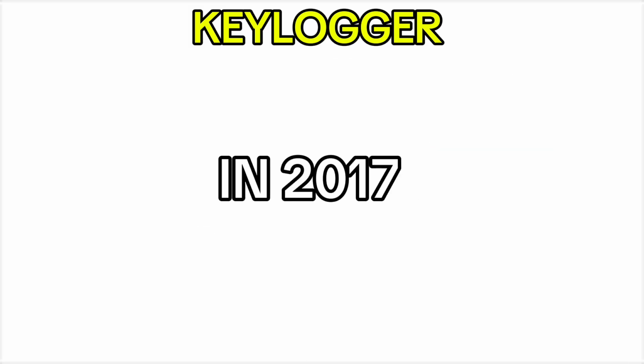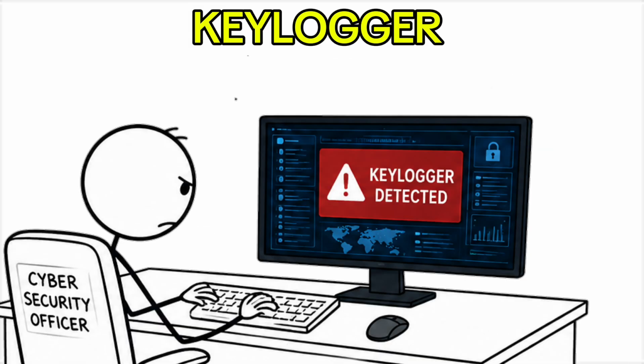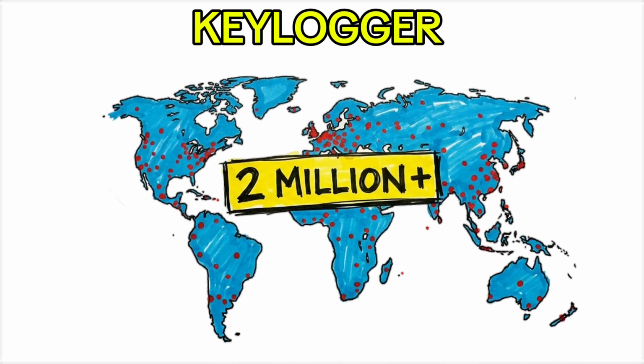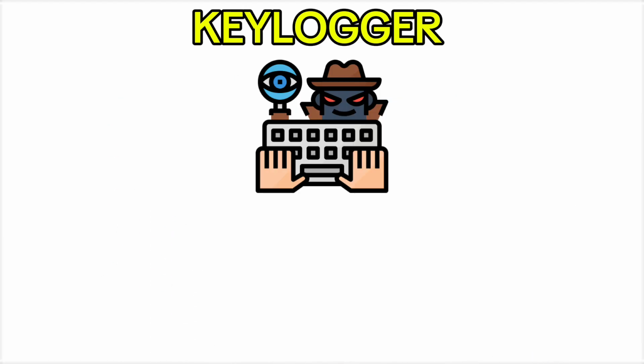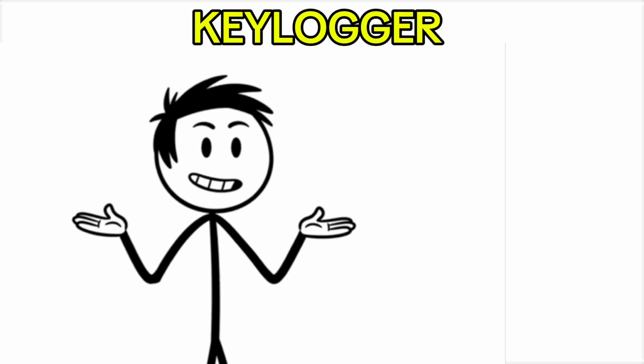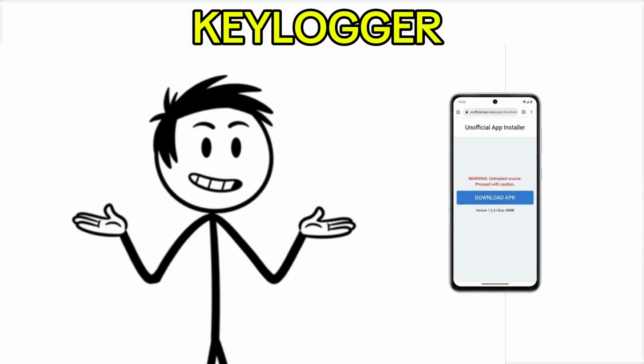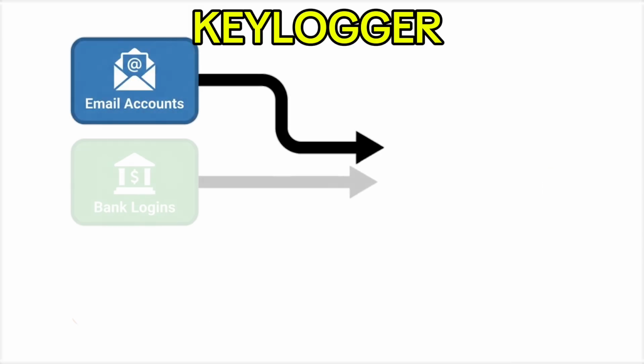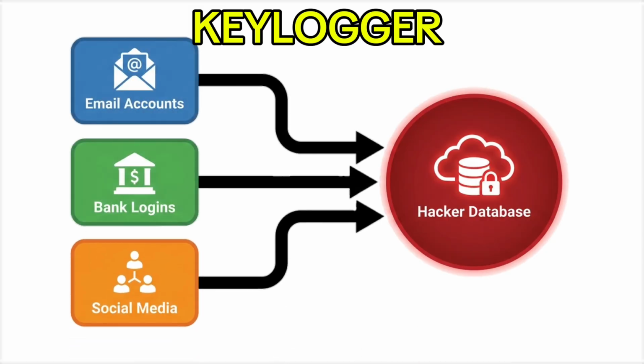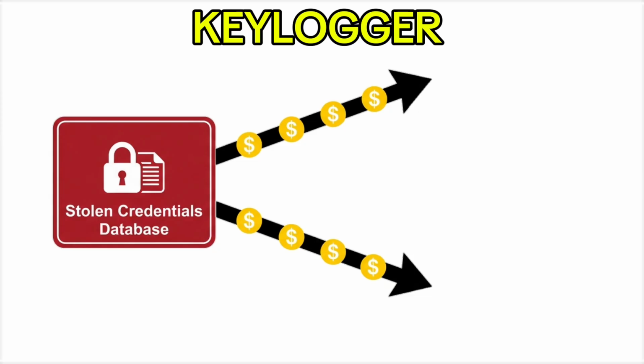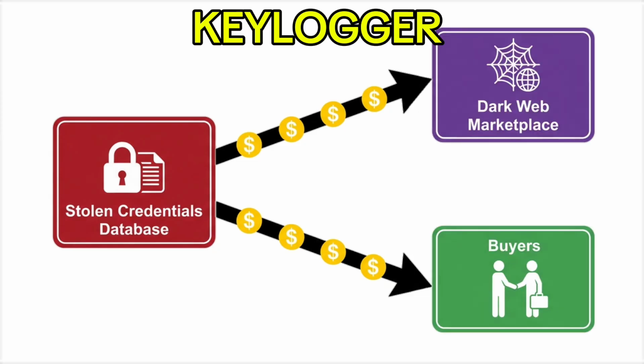In 2017, a massive keylogger operation was uncovered that had stolen credentials from over 2 million users worldwide. The keylogger was hidden inside fake versions of popular apps like WhatsApp and Facebook. Users downloaded these fake apps from unofficial websites. Their email passwords, bank logins, and social media accounts were all captured. Hackers then sold these stolen credentials on the dark web for profit.